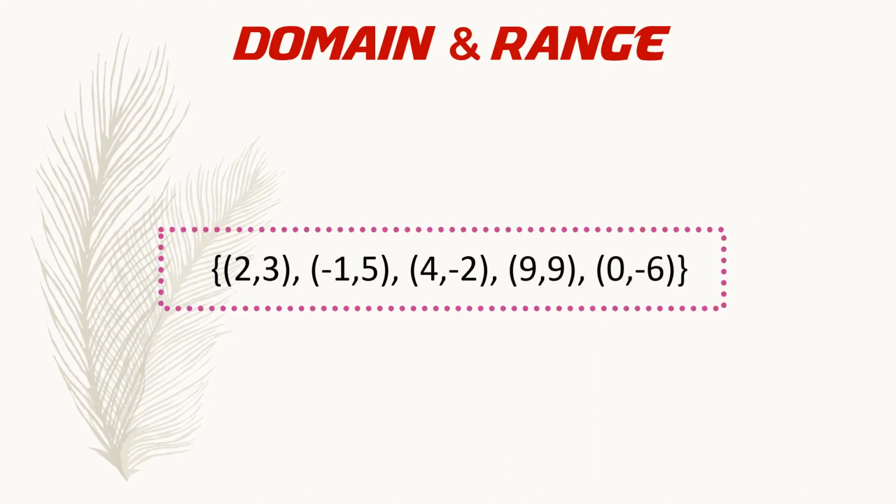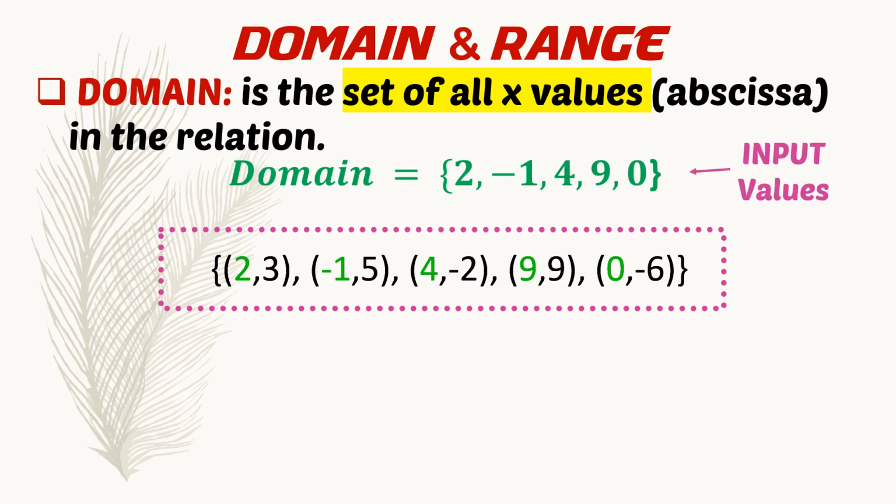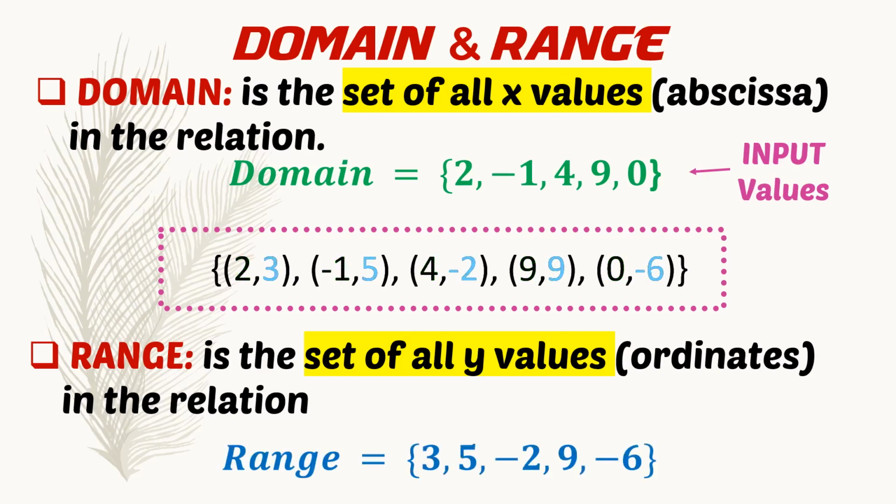This time, let's have the domain and range. Now, let's have this example relation. When we say domain, it is the set of all x values in the relation. So, this is simply the abscissa in each ordered pair. So, you write it this way. Since it is a set, it is enclosed in braces and separated by a comma. Domain is also called the input values. While a range is the set of all y values or ordinates in the relation. So, these are simply the y values or the ordinates. So, you have 3, 5, negative 2, 9, and negative 6, and they are also called the output values.